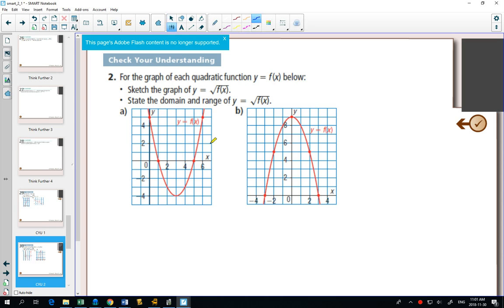So, for each graph, we want to sketch the graph of the square root of f of x. Step one, and the stuff that we highlighted so neatly, was that wherever the points of the original graph are 0 and 1, 0, 0, let's go to 1, those points are not going to change.